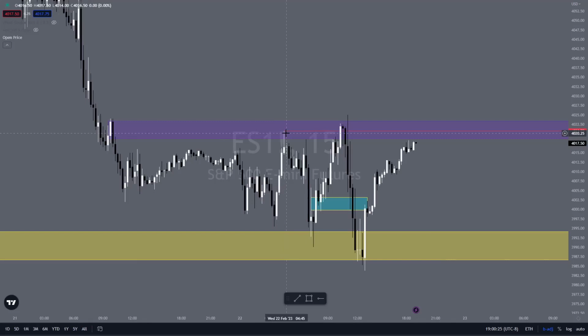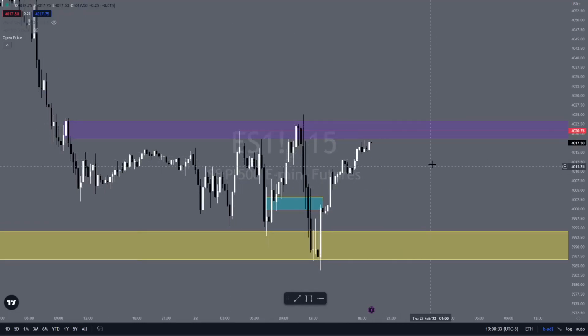I had limits at 420 to 423. I had more limits up here. However, we got partial fills and we hit take profits on those overnight. And then obviously this price action wasn't here yet.